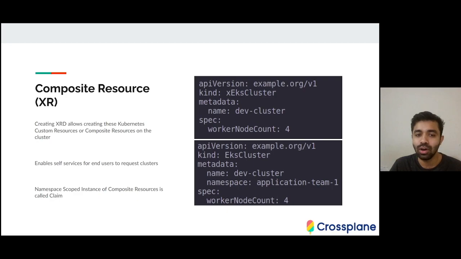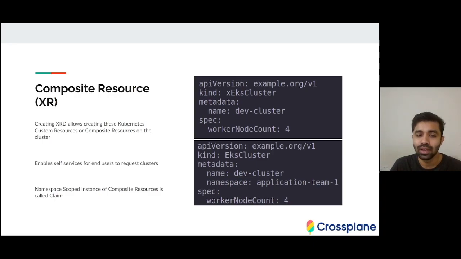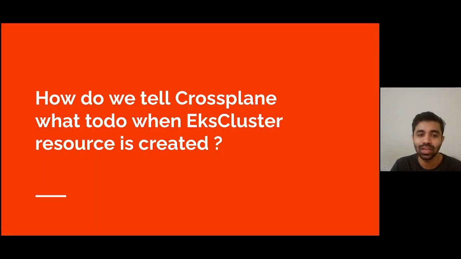On the screen, this resource is called a composite resource, and at the bottom you see a similar resource, but this is the namespaced version of the same resource that you see at the top. So this enables self-service for our end users. But right now, when we create this resource, nothing will happen. We need a way for Crossplane to know which managed resources it needs to create whenever this EKS cluster or a new custom API object is created.